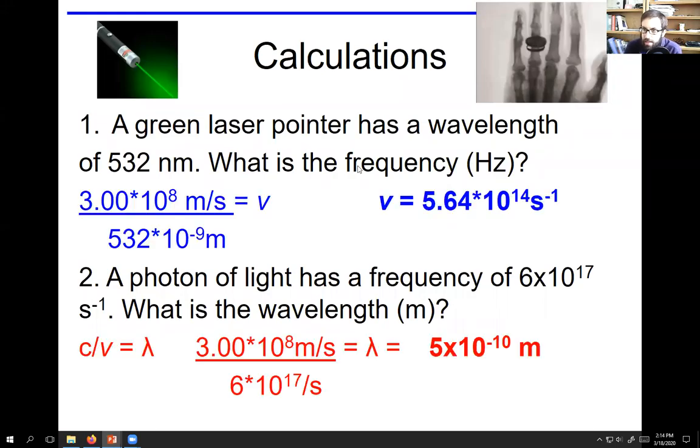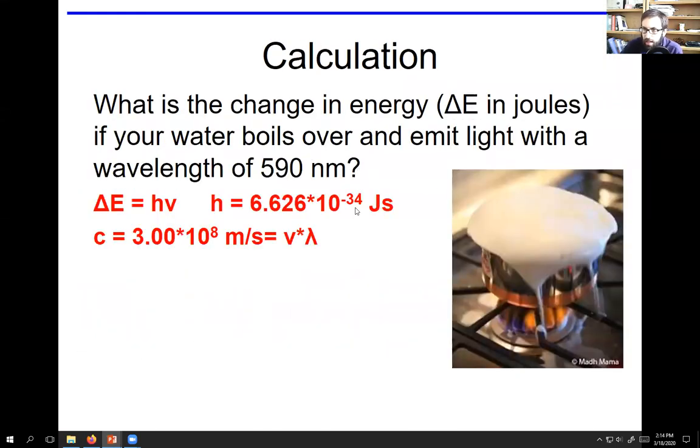Let's go back and try some other problems. What is the change in energy, delta E, in joules? So it wants the answer in joules. If your water boils over and emits light with a wavelength of 590 nanometers, it basically wants to know what is the energy of 590 nanometer light. Let's go back here.